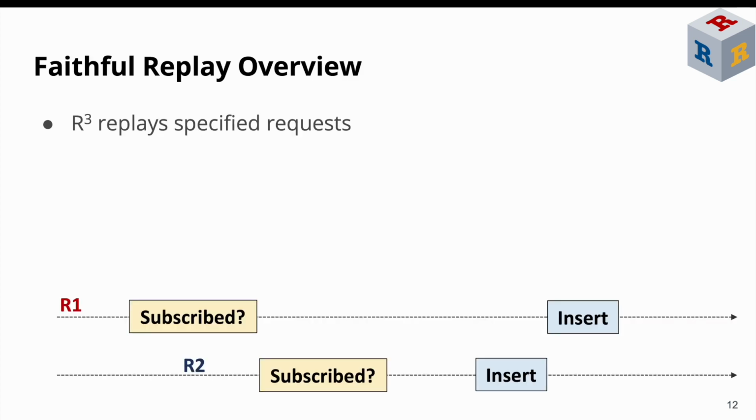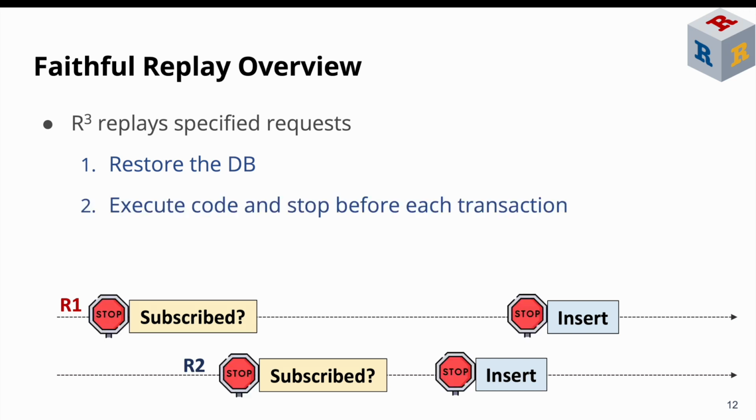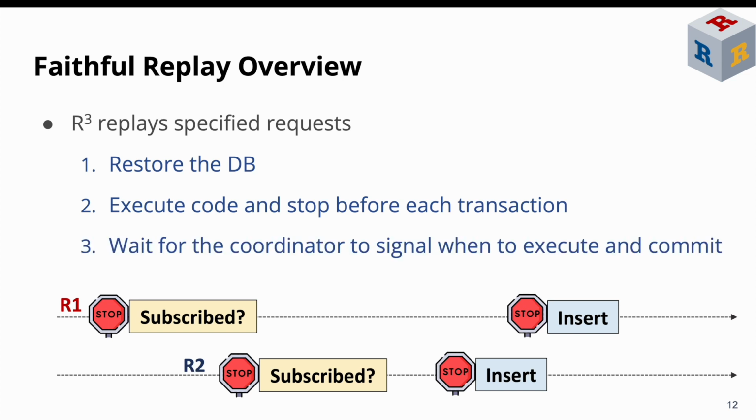So to use R-Cubed for replay, developers specify a range of requests they want to replay. R-Cubed first restores the database to a previous state, then allocates threads to execute application code, and adds a breakpoint before each transaction. It stops at each breakpoint, waiting for the coordinator thread to decide when to execute each transaction and when to commit them. R-Cubed repeats steps 2 and 3 until all requests are completed in the specified range.